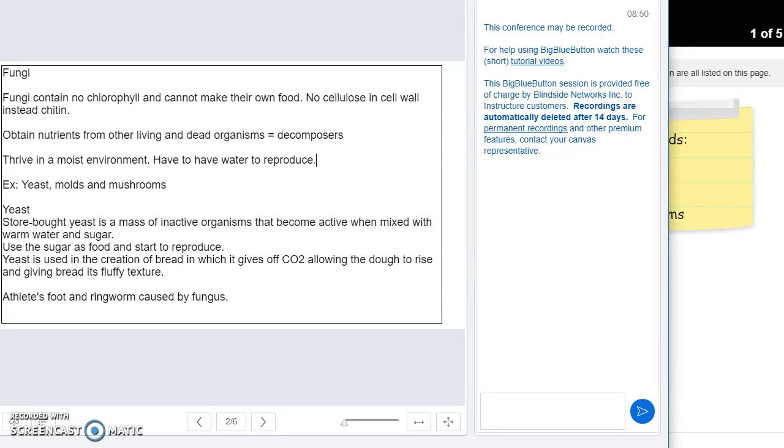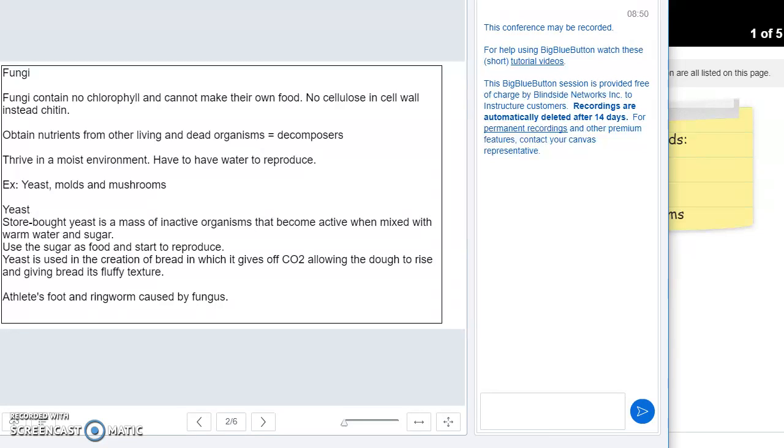Instead, they have chitin. Plants have cellulose in their cell wall. It's what makes them stiff and rigid in terms of their cell wall. Fungi, unlike plants, have chitin, which is similar to the structure found in the cell wall of insects. So this is why fungi are classified in their own division instead of in the division with plants.